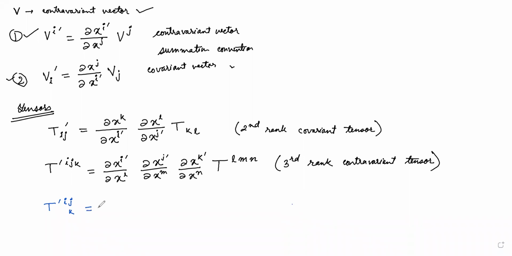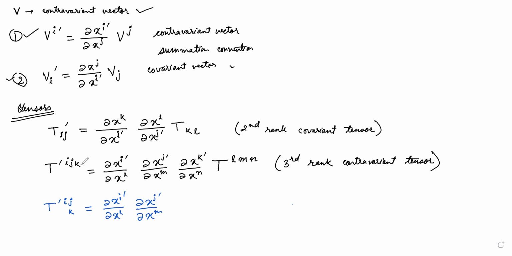So this is equal to, so we have two superscripts and one subscript. These two superscripts would correspond to the contravariant part, and this subscript would correspond to the covariant part. So this would be ∂x^i' by ∂x^l. Similarly, ∂x^j' by ∂x^m. So far, these two cases are the same.